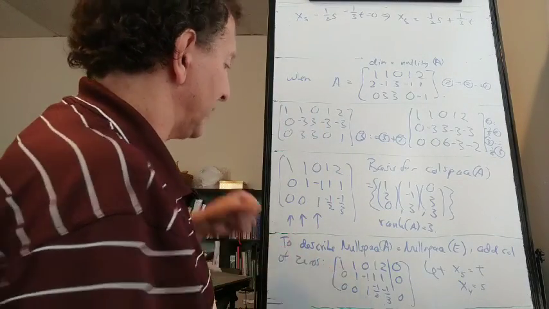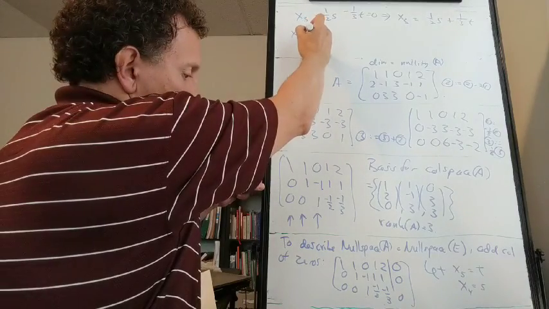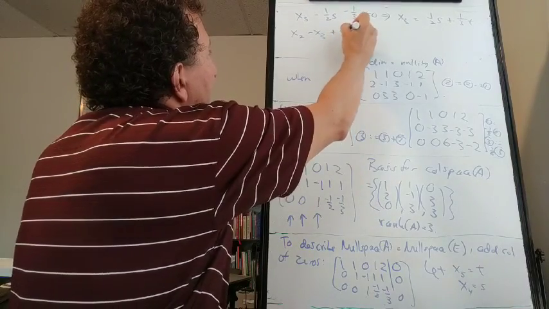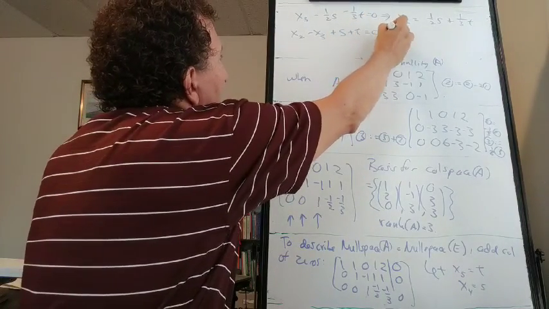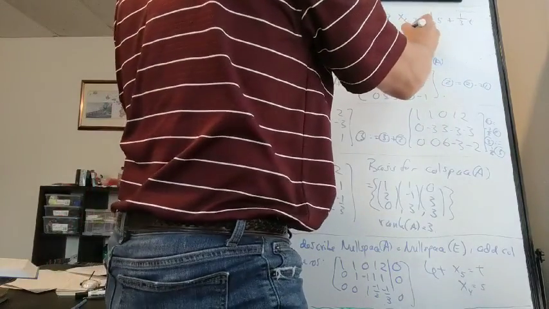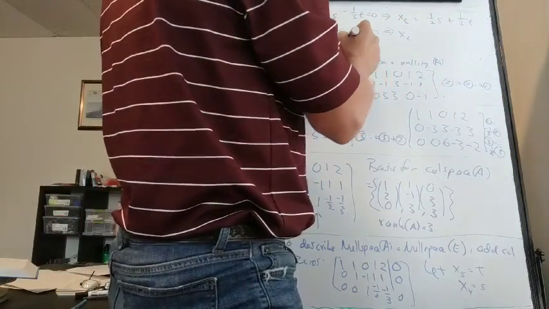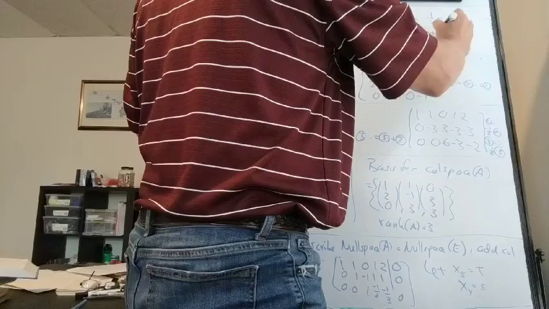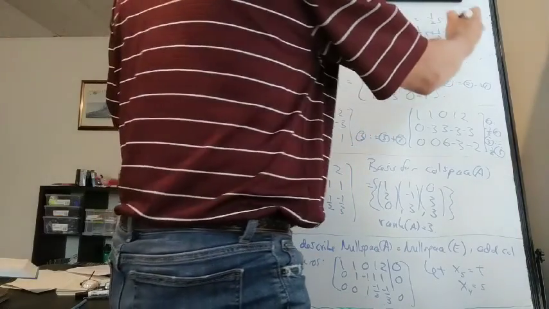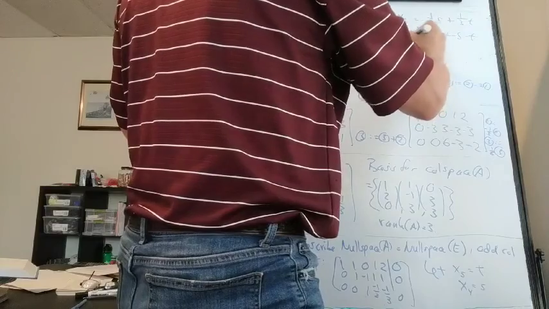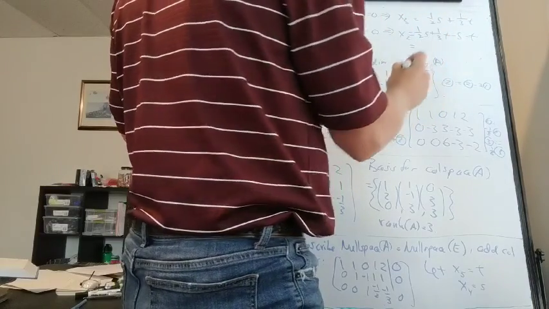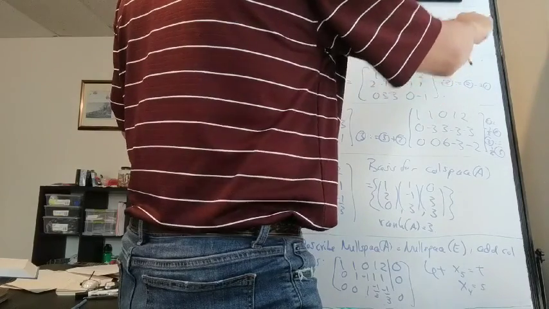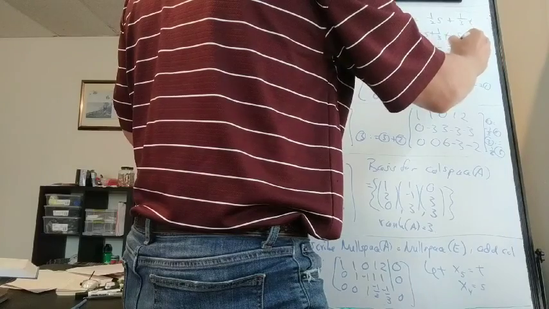So the next equation up tells us that x2 minus x3 plus s plus t equals 0. So that means that x2 equals x3 minus s minus t, which equals 1/2 s plus 1/3 t minus s minus t. Which is 1/2 s minus s is negative 1/2 s, and 1/3 t minus t is negative 2/3 t.